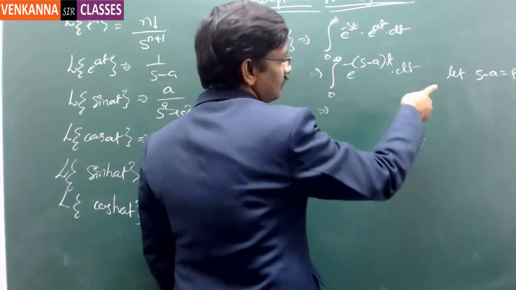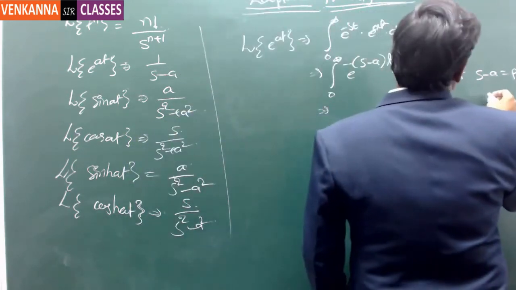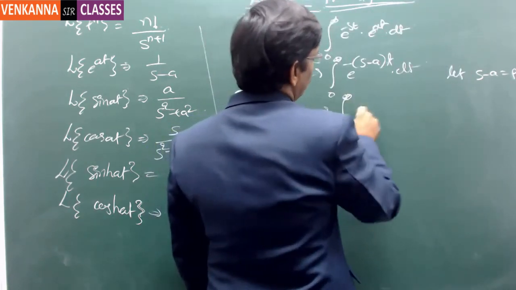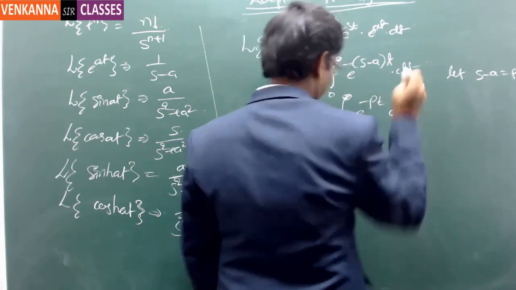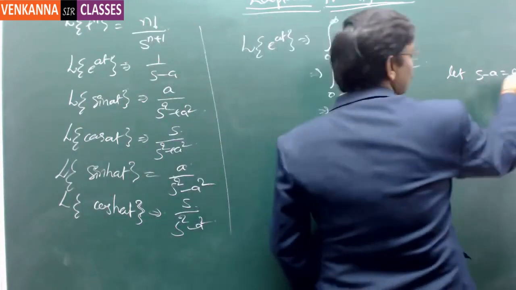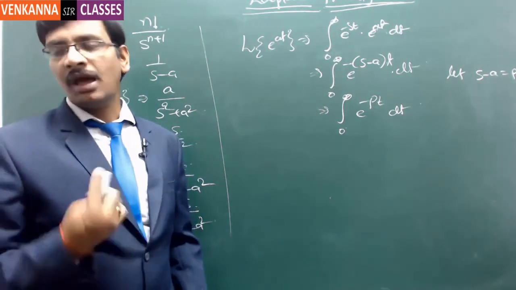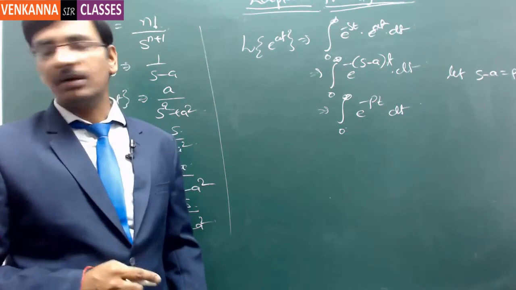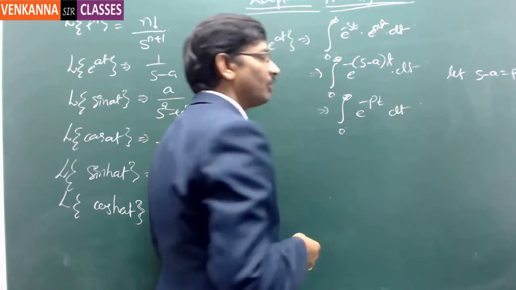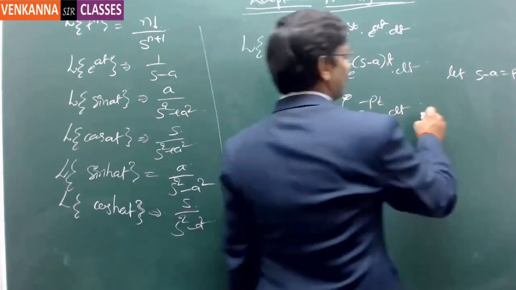You don't need to change the limits. So integral 0 to infinity e power minus pt dt. Here the limits you are not changing, because s minus a is a parameter, not a variable. So s minus a you can replace with another parameter called p. Now I have got the parameter value p. Now this is nothing but Laplace transform of 1 with the parameter p. So this is nothing but f bar of p.